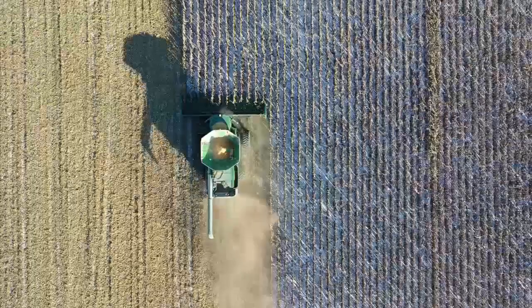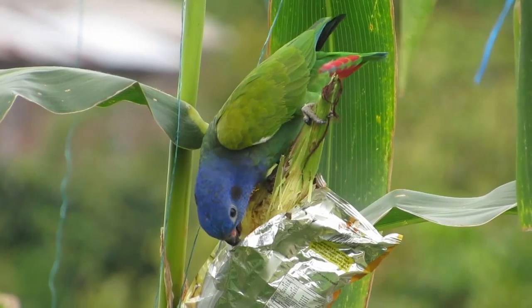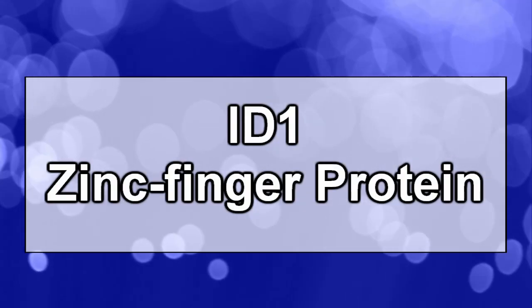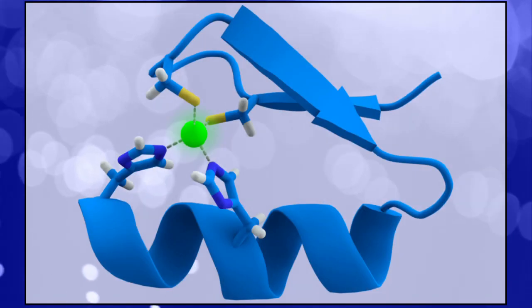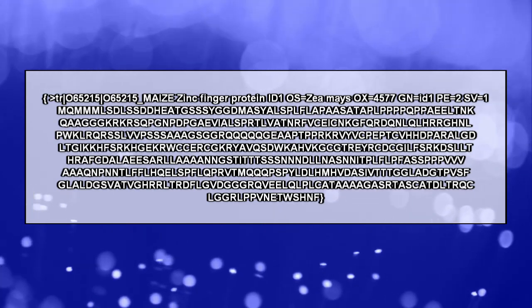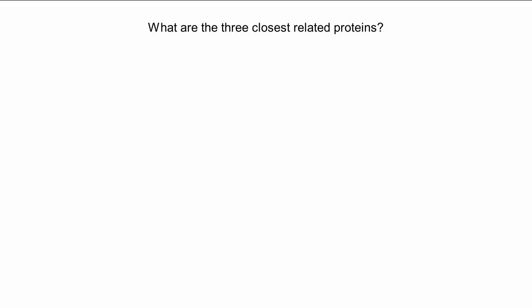So now it's over to you. A chance to get a real experience with BLAST. I want you to search and compare a protein from maize. This is another important crop, especially here in Africa. ID1 is a zinc finger protein. This protein regulates flowering. Using the following FASTA formatted protein sequence, located in the video description, can you find the following? What are the 3 closest related proteins?